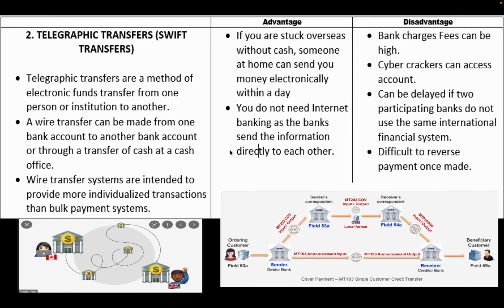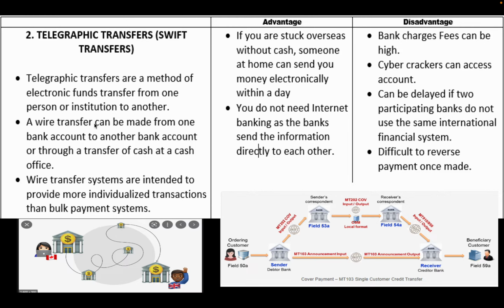Then we go to the second one. The second one is called the telegraphic transfer, which is a swift transfer. So what is a swift transfer? It's a telegraphic transfer as a method of electronic funds. It is a transfer from one person, or transferred through an institution, to another country, done electronically, where the banks communicate and send each other information about the money. For example, from Canada you want to send to Britain, so the banks communicate in terms of the money.